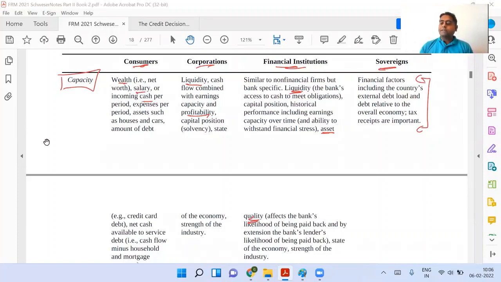I'm assuming everybody has been able to go through that content. Right, the paragraph.